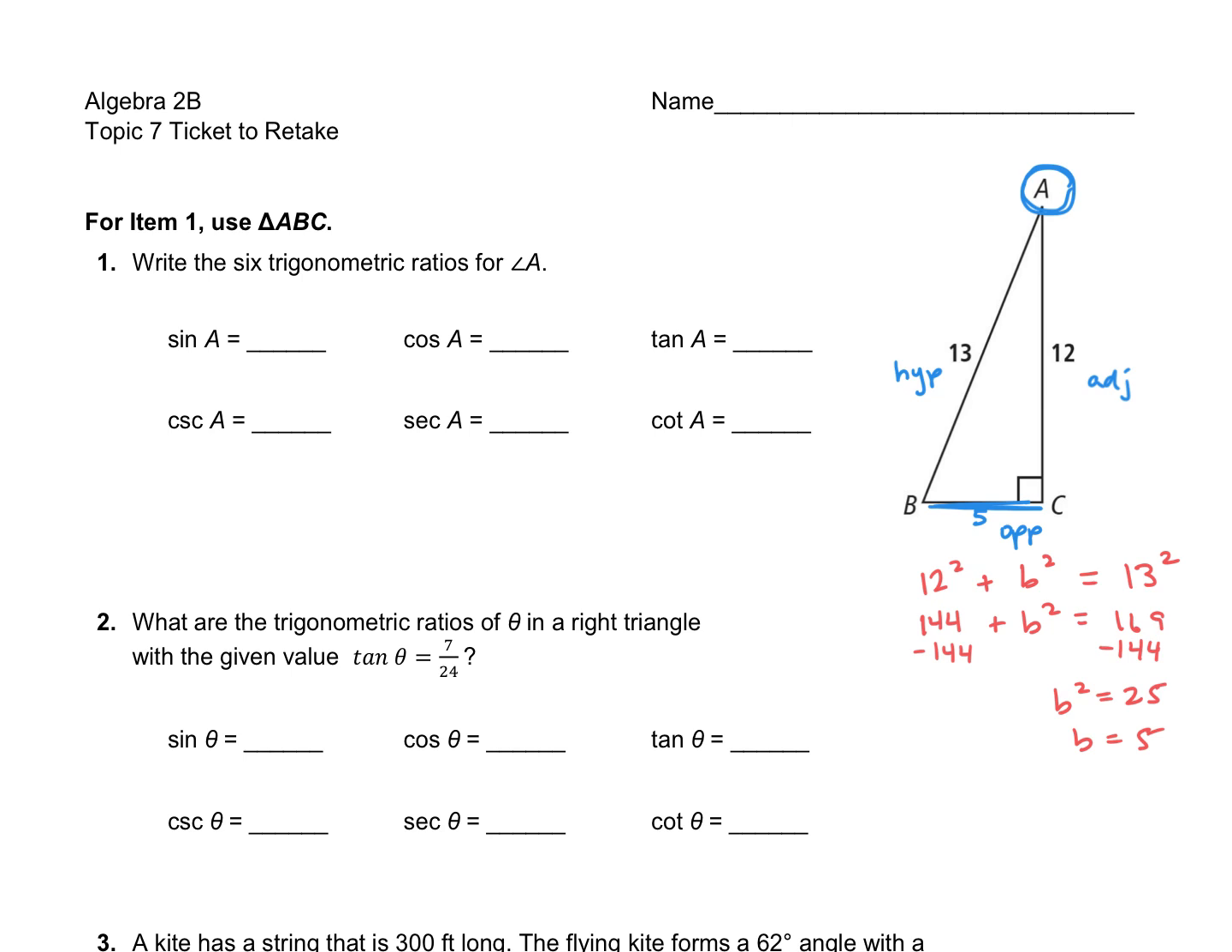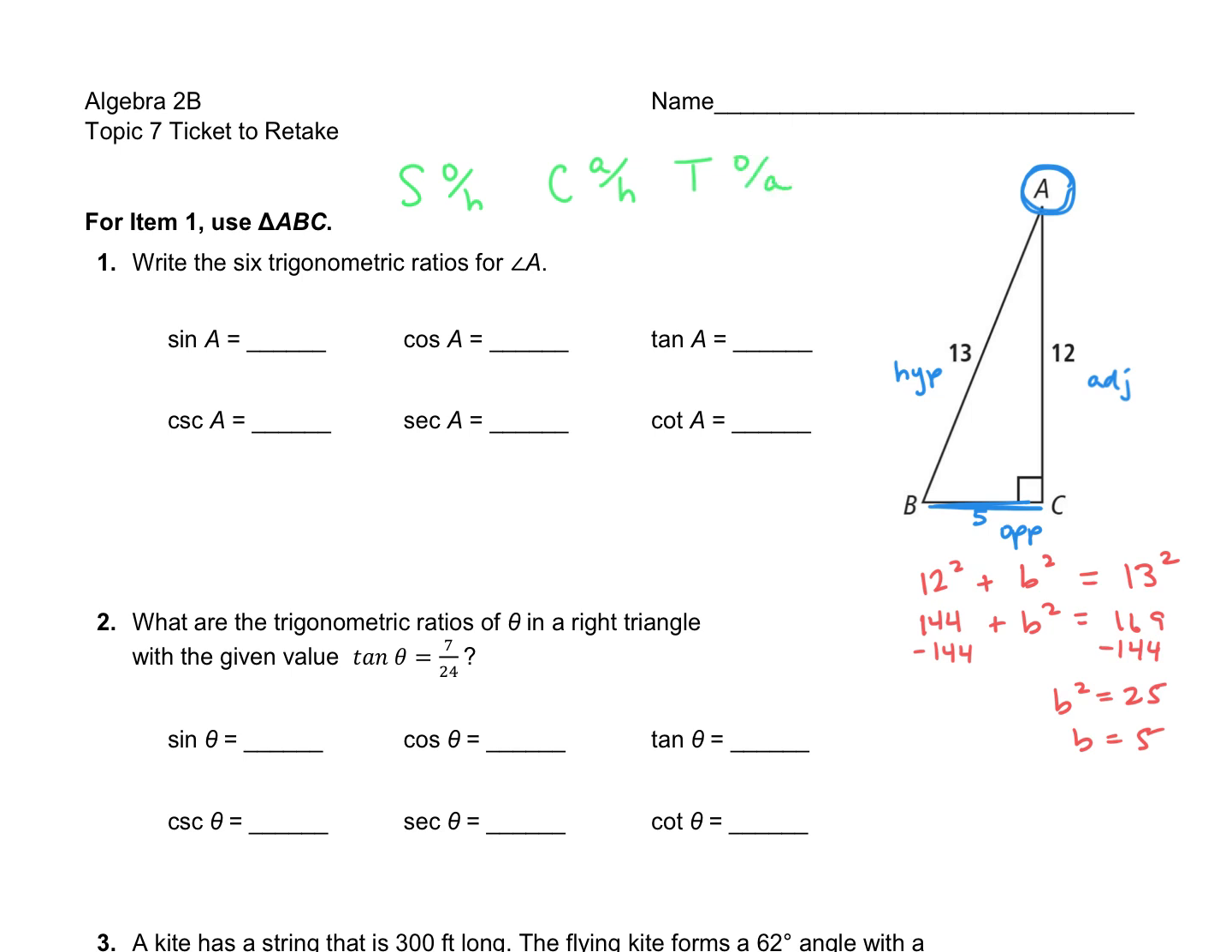All right, so when we do our sine, cosine, tangent, we are going to remember SOH CAH TOA. So we can abbreviate that. Our sine function is equal to the opposite side over the hypotenuse. So there's the SO. CA, cosine, is equal to the adjacent side over the hypotenuse. And then TOA, our tangent function, is equal to the opposite side over the adjacent.